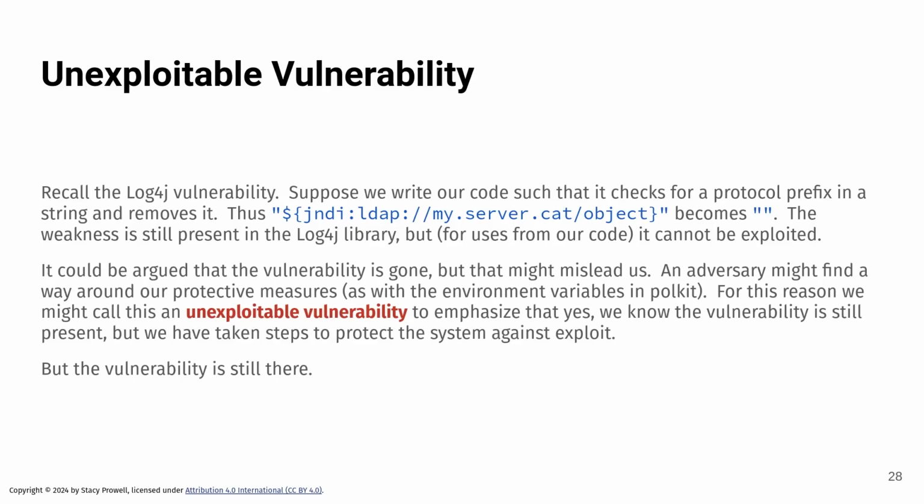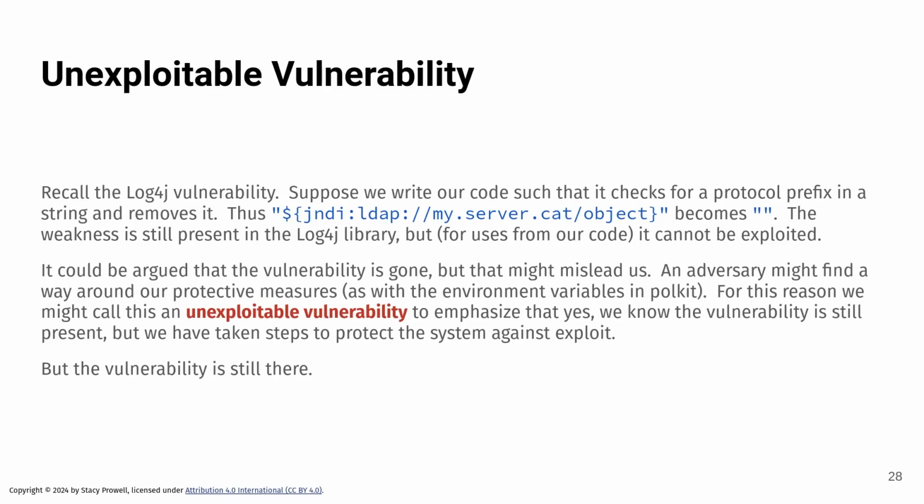Recall the log4j vulnerability. Suppose we write our code such that it checks for a protocol prefix in a string being passed to the logger and removes it. So if we have something of that form, $ open curly bracket, some stuff, close curly bracket, we just delete that. Well, the weakness is still present in the log4j library, but for uses from our code, it cannot be exploited. Now, there could be other libraries that use log4j, and it may still be exploitable through them, but our code is trying its best to protect it.